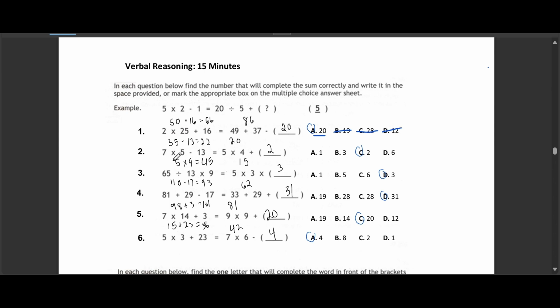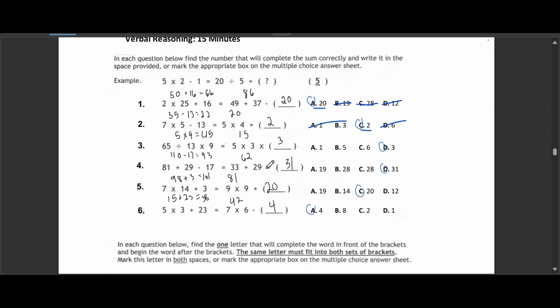Question 2. 7 times 5 minus 13 equals 5 times 4 plus what number? A 1, B 3, C 2, D 6. The correct answer is option C. First, 7 times 5 is 35. 35 minus 13 equals 22. 5 times 4 is 20. So what do we add to 20 to get 22? We add 2. Option A is too low. Option B is too high, and option D is way too high. So the answer is C, 2.